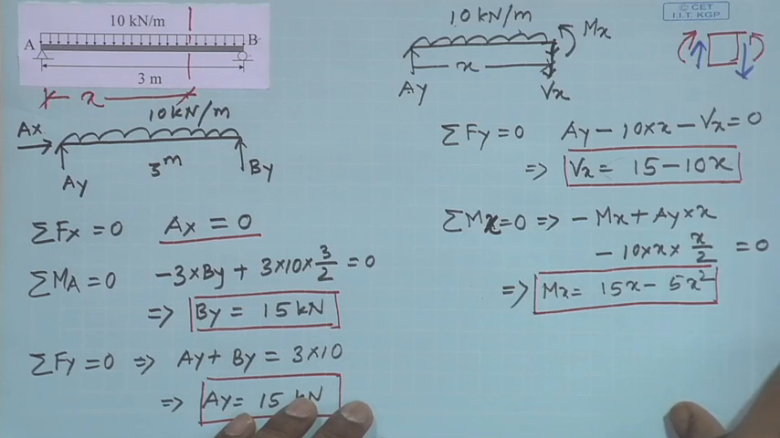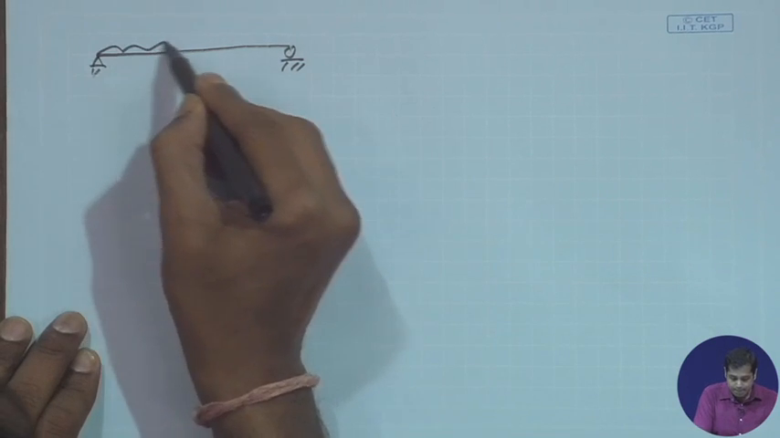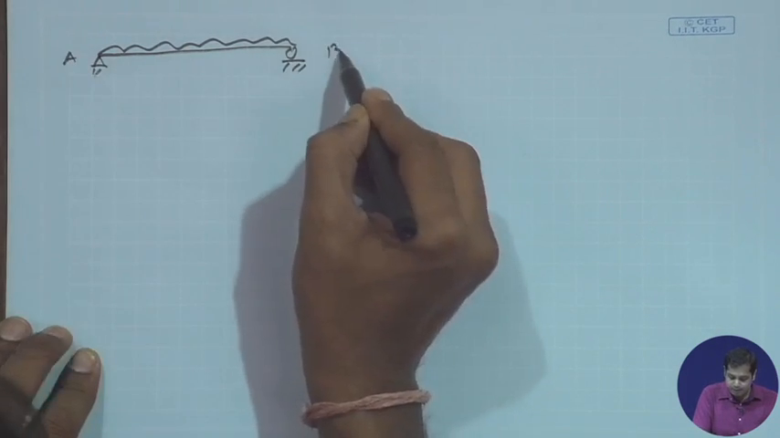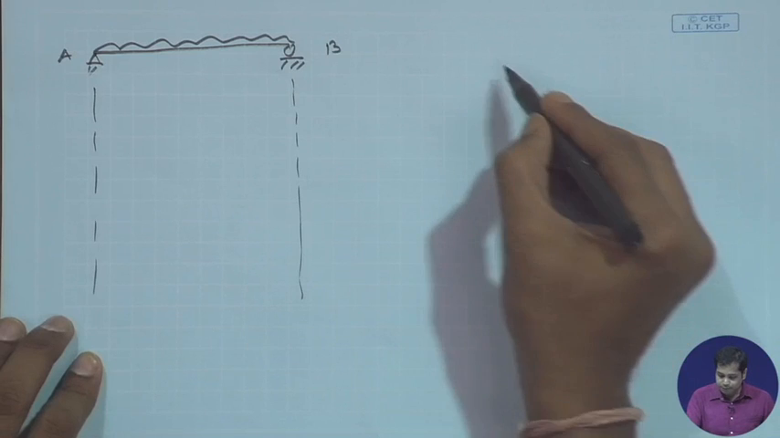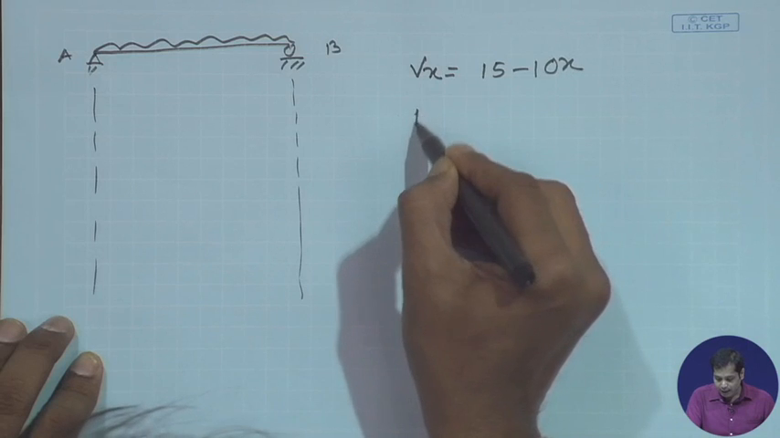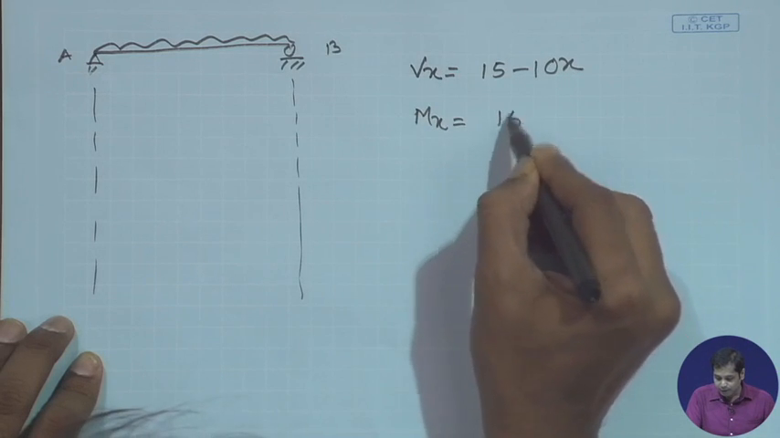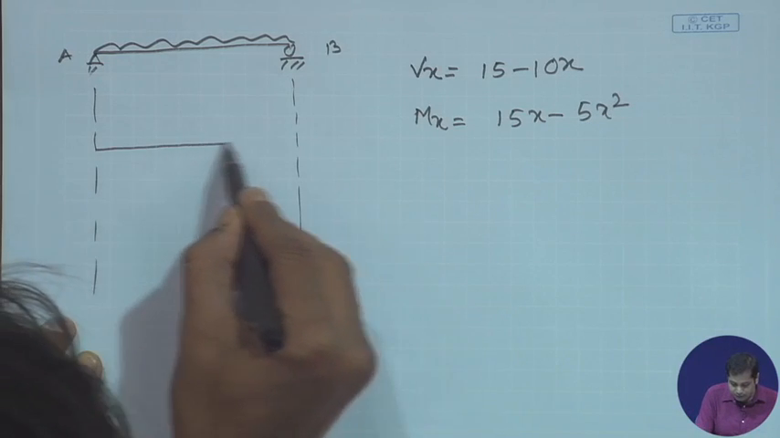Now, if I do that, then yes, that was the problem, A B. Now, we obtained Vx is equal to 15 minus 10x, and Mx is equal to 15x minus 5x square. Let us first draw the shear force diagram.